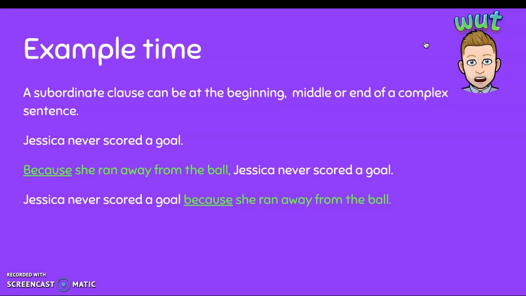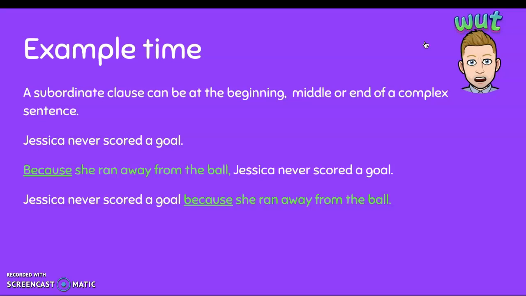Now, a subordinate clause can be at the beginning, middle, or end of a complex sentence. By adding a subordinate clause to a main clause, we are creating a complex sentence. Now, our main clause or simple sentence we've started with here is Jessica never scored a goal. We are going to add a subordinate clause to it at the beginning of the sentence, and we're going to use the word because to do so. Because she ran away from the ball, Jessica never scored a goal.